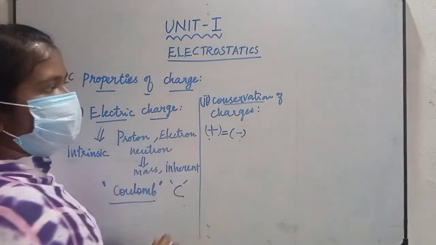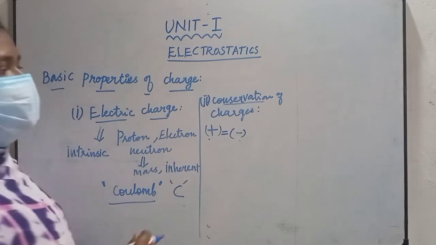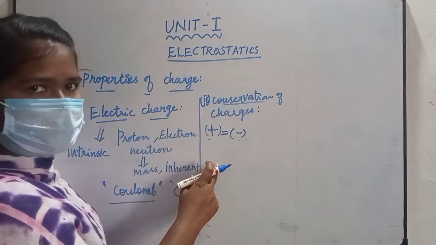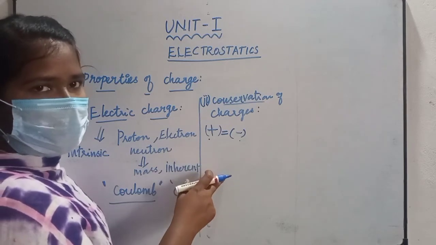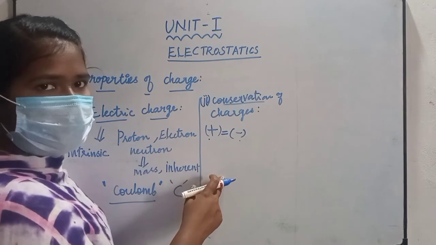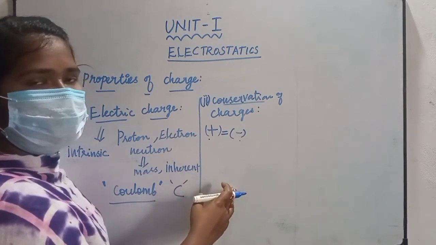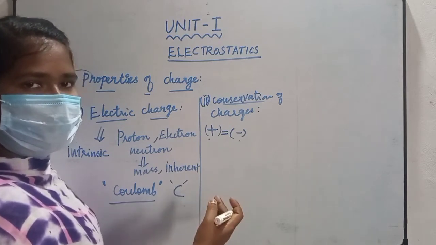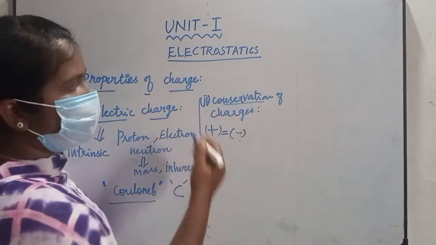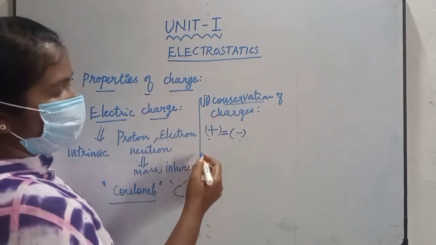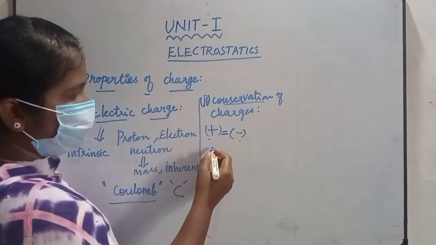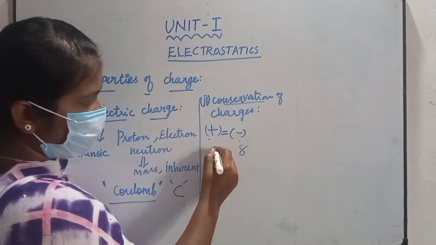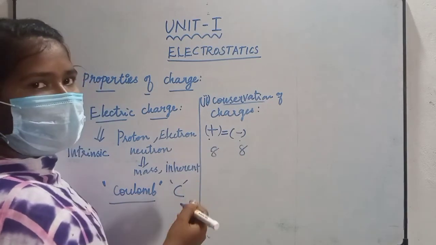So this property is the conservation property. That means charges are neither created nor destroyed, but one kind of charge is transferred from one object to another. The charges are transferred from one object to another object. So this property is the conservation of charges. If I consider the total charge, I have 8 positive charges and 8 negative charges.